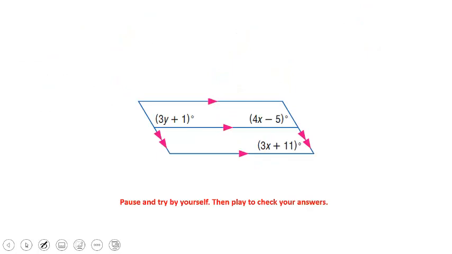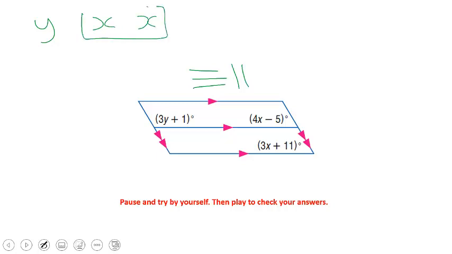Try this one. We've got 3 or 2 sets of parallel lines. These go 3 that way and 2 this way. Go ahead and give it a try. Notice that we've got 3y, 4x, and 3x. So you're going to start with x and x because they are the same, and once you have that, you can calculate for y. Pause and then play.